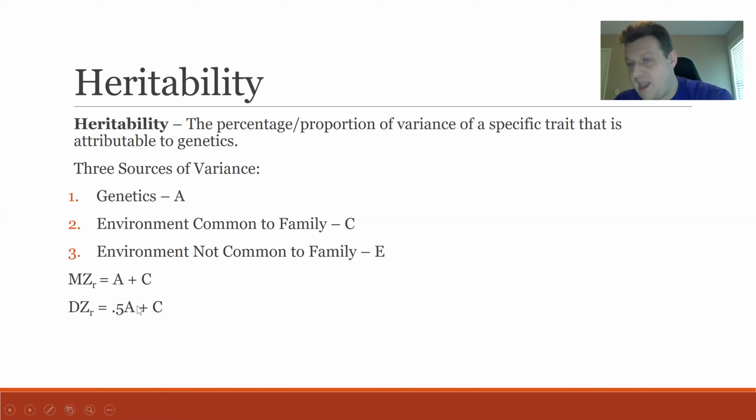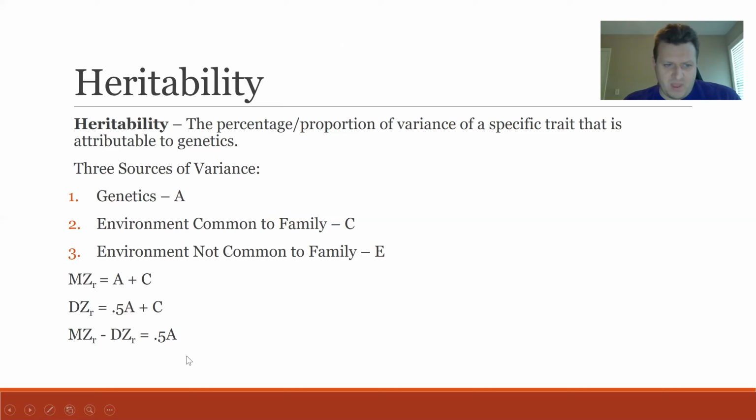If we want to find A, we can do a little bit of algebra and solve for A here. So what I'm going to do is take this second equation and subtract it from the first equation. And the reason I'm doing this is because C is an unknown. And if I can have C minus C, it's going to cancel out and be 0. Anything minus itself is 0. So I'm going to have the monozygotic twin correlation minus the dizygotic twin correlation. A minus half of an A, which is half an A. C minus C is 0. So I have the monozygotic twin correlation minus the dizygotic twin correlation equals half of A.